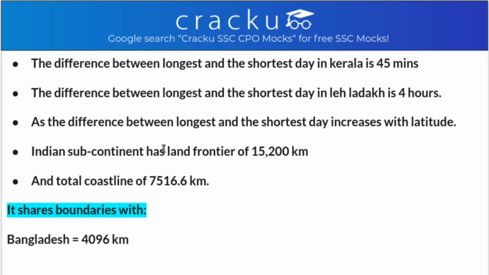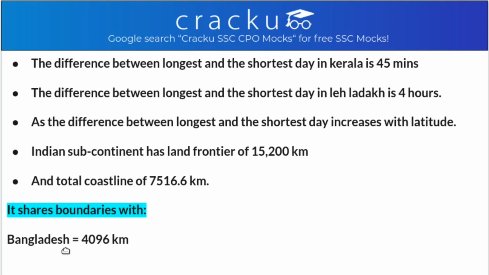It increases with latitude. The Indian subcontinent has a land frontier of 15,200 km and a total coastline of 7,516.6 km. So the coastline in the peninsular region is 7,516.6 km. Now what are the countries we share our boundary with? This is in order of the largest length of boundary we share.